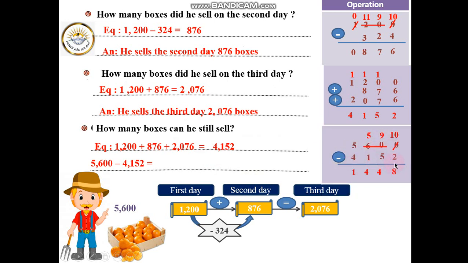0 minus 2, we can't. We take 1. 60 becomes 59 and 0 becomes 10. 10 minus 2 is 8. 9 minus 5 is 4. 5 minus 1 is 4, and 5 minus 1, 4 is 1 also. So the answer is 1,448. The answer will be, he can still sell 1,448 boxes.